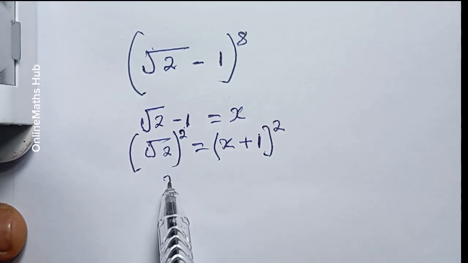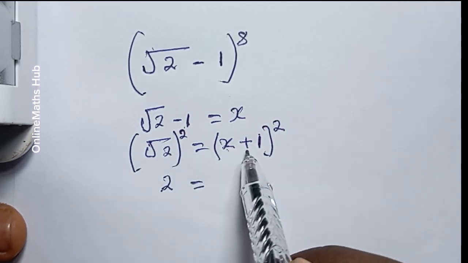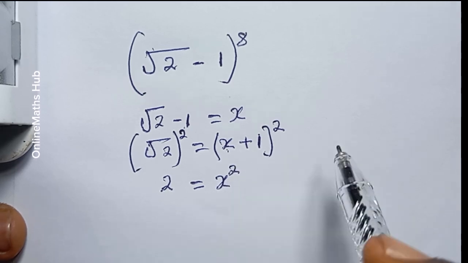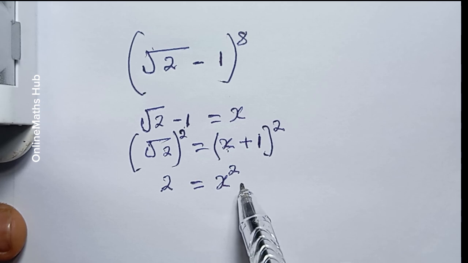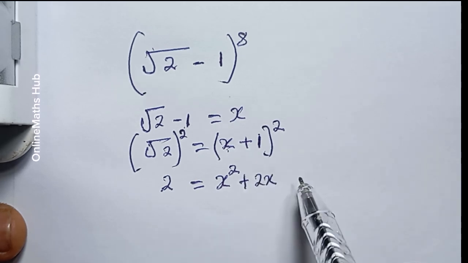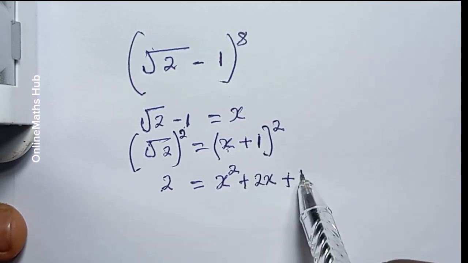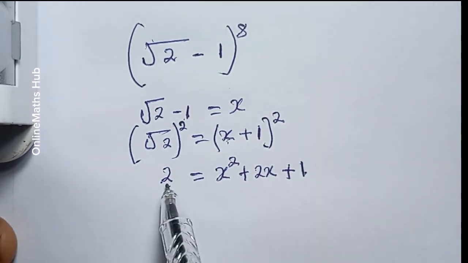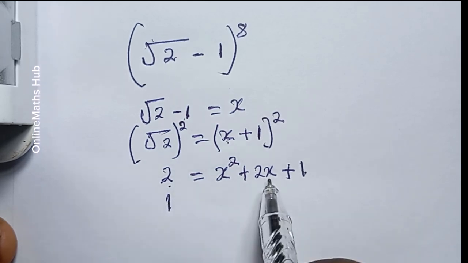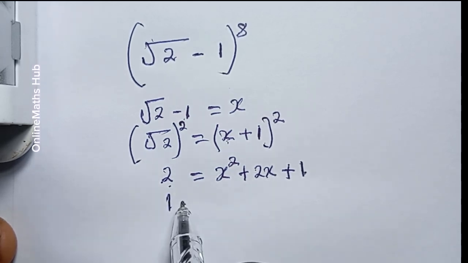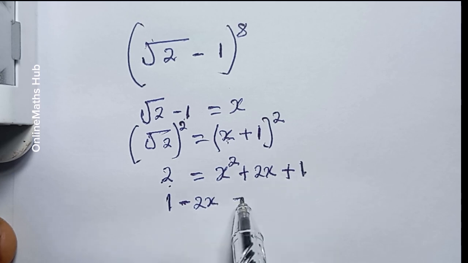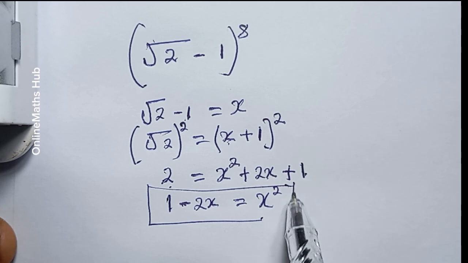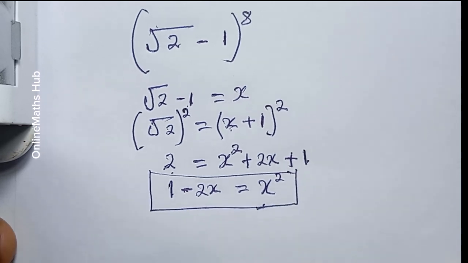So this is actually going to give me 2 is equal to, simplifying this bracket, I will use x to multiply itself first, that is x squared, and then 2 times x times 1, and that will be plus 2x, and then finally 1 multiplied by itself, which is equal to 1. So I'll move 1 to the left hand side so that I'm going to be having 2 minus 1, which is equal to 1, and then I'll bring 2x to the left hand side, so I'm going to be having minus 2x is equal to x squared. So you can see here that x squared is equal to 1 minus 2x.